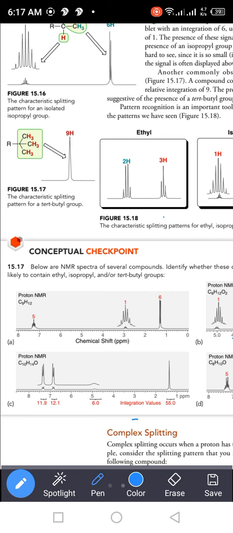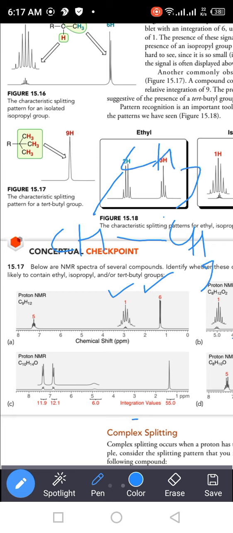In this first spectrum, integration value of 6 protons indicates there must be an isopropyl group. There is a 6 proton integration value and 1 proton. Whenever there are 6 protons and 1 proton integration value present, definitely 100% sure there is an isopropyl group, because isopropyl is CH and CH3, so 6 protons having integration value.